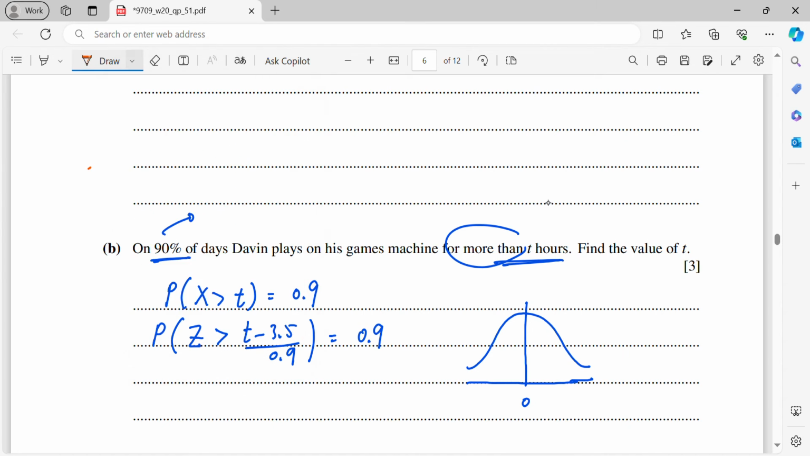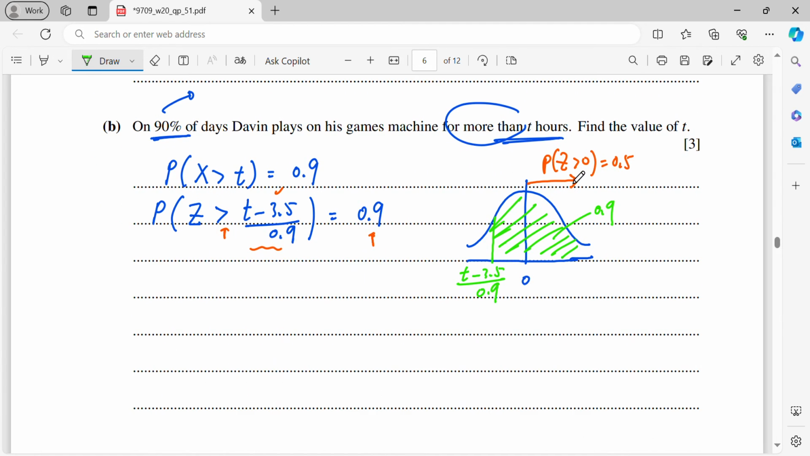So to show this line, if you are not sure where is this, just for information, if P(Z > 0), that is 0.5 because that is half of the graph. But now here is more than, and this line, the probability is 0.9. Obviously, the line is on the left side because when more than 0 is only 0.5. So you have to label your line on the left hand side of the 0 so that it will have wider region. Okay, then this is 0.9. And now I will label this line as t minus 3.5 over 0.9.